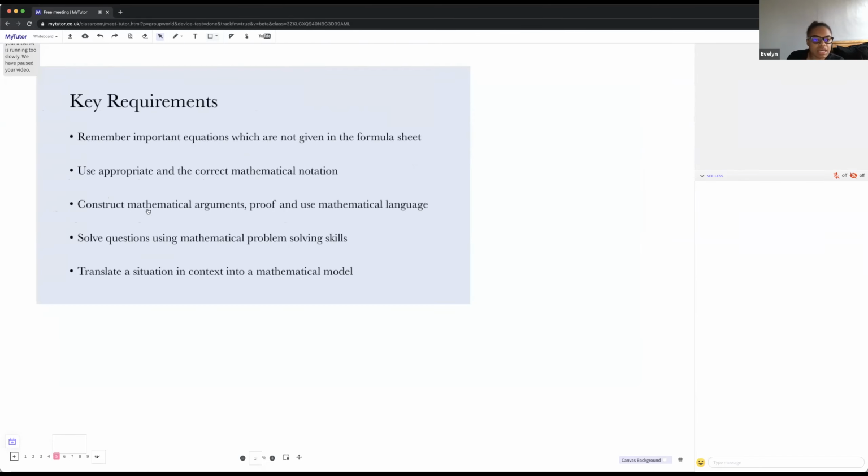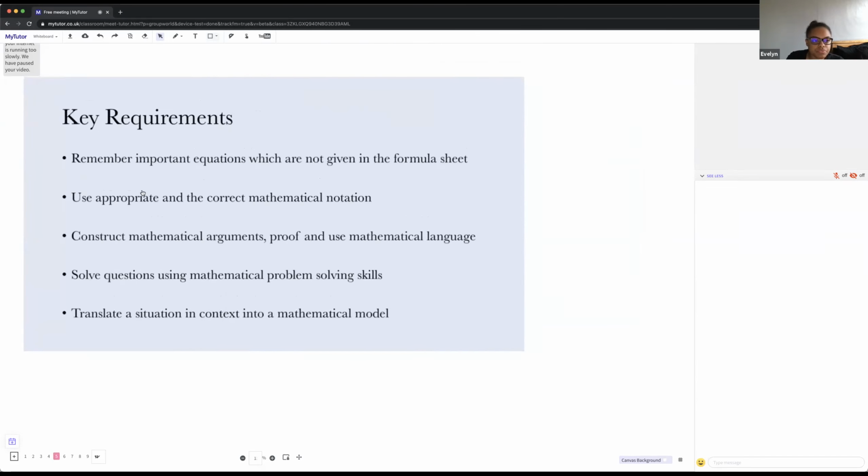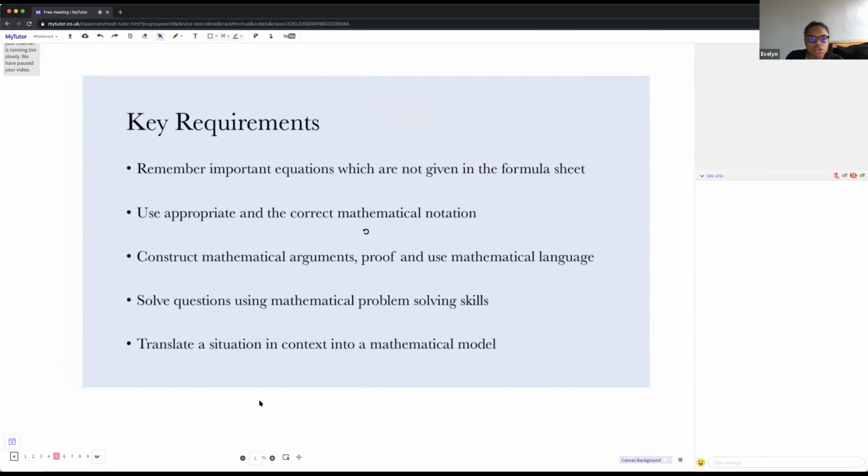Right, some key requirements. So remember important equations which are not given in a formula sheet. So for your AS and your A-level exams, you will be given a formula sheet. However, it does not have every single equation that you will need for your exam. So you do need to memorize some of them. You also need to use appropriate and the correct mathematical notation. That's really important. You will lose marks if you don't use that.